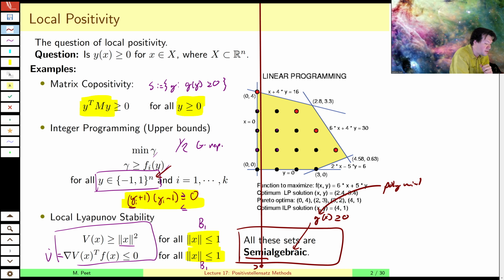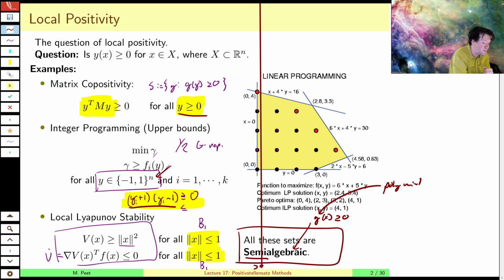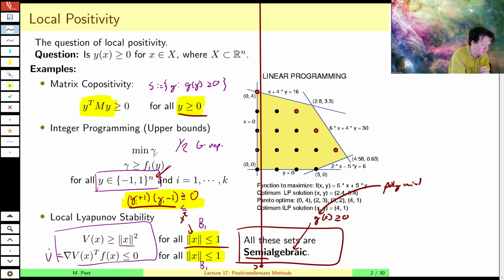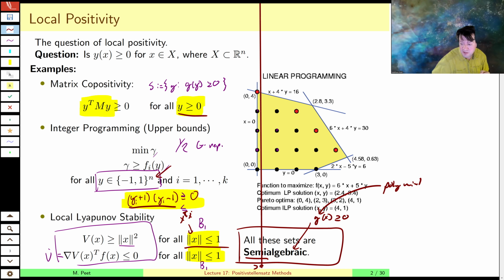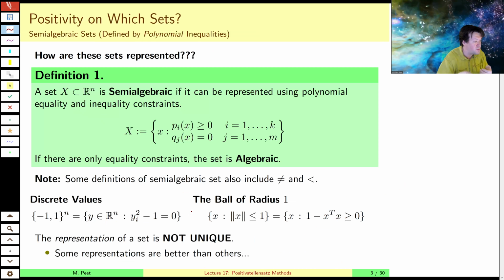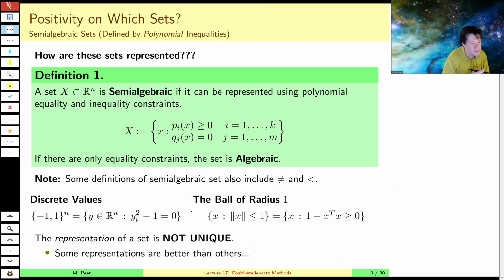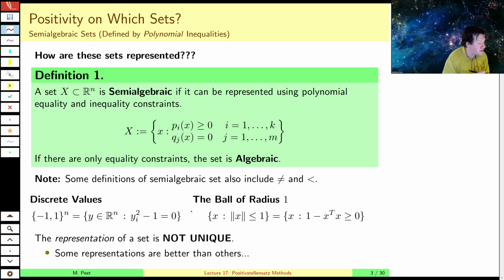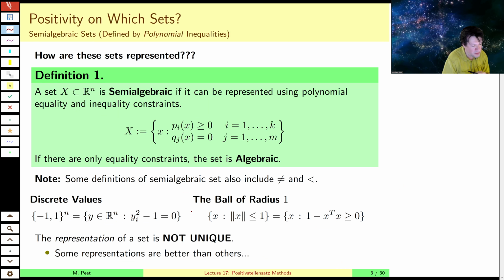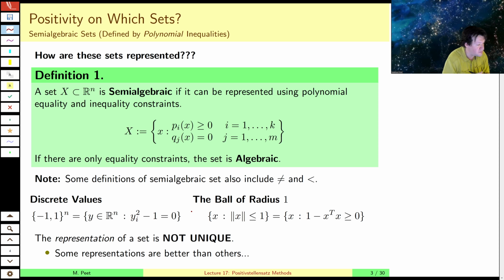For example, this is a polynomial, right? This is a polynomial, a very simple one. It's just linear. This is a polynomial because this is x squared, or x transpose x, which is a sum of xi squareds. So all of the cases that we considered so far are defined on semi-algebraic sets. So we're going to restrict ourselves going forward to those types of sets. So specifically, we'll define formally here the definition of a semi-algebraic set.